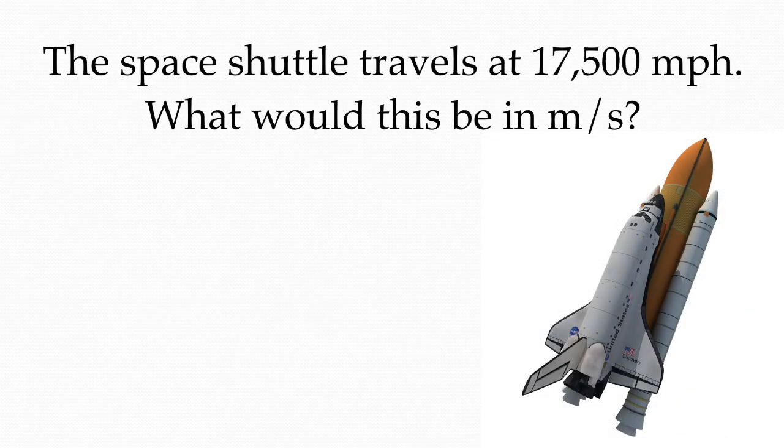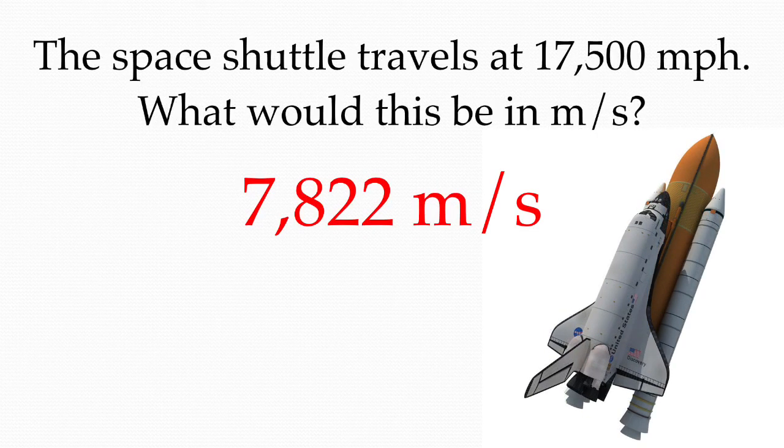A space shuttle travels at 17,500 miles per hour. What would this be in meters per second? So this time we're timesing by 1,609 to change miles into meters, and then divide by 3,600. Remember to pause the video while you work it out. And hopefully you've got 7,822 meters per second.